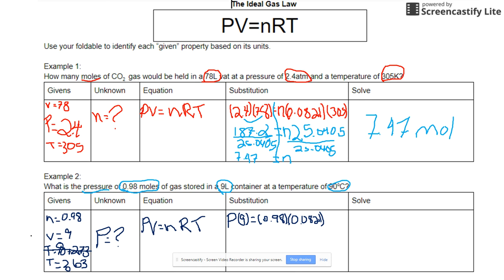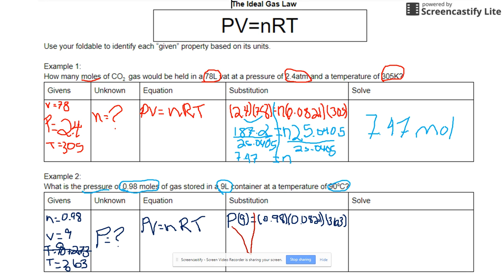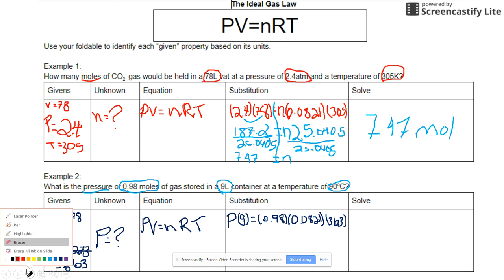T, well, my temperature, it told me in my question was 90, but that was Celsius. I don't want Celsius, I want Kelvin. So I'm going to use this 363 that I calculated earlier. Okay, time to solve. I'm going to draw a line down from my equal sign. You don't have to do it that way, but I know some people like to.